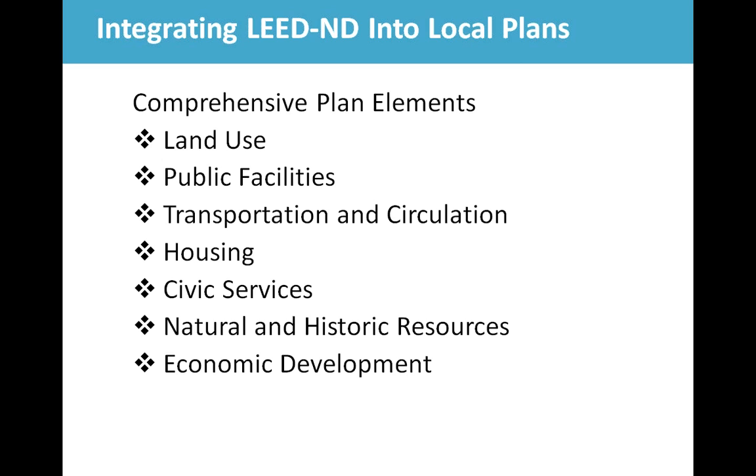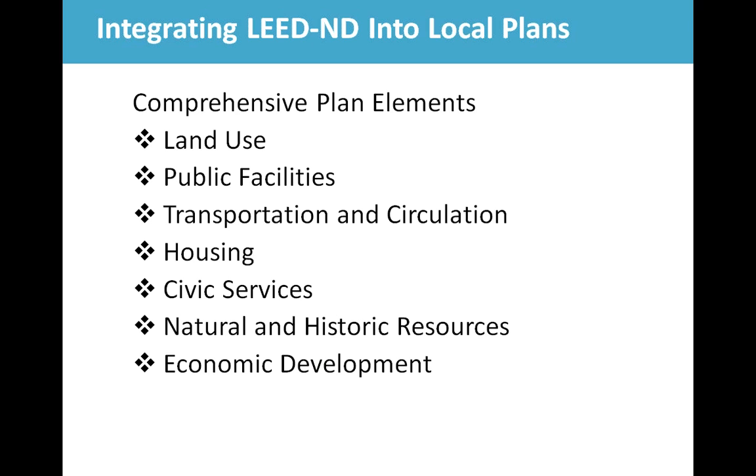This section is organized by a typical local comprehensive plan, which generally includes elements for land use, public facilities, transportation and circulation, housing, civic services, natural and historic resources, and economic development, among others. The manual shows municipalities how to provide a planning foundation for regulatory initiatives that support sustainable development by using LEED ND criteria to incorporate corresponding planning principles into appropriate comprehensive plan elements or other plans such as special area plans, which are also known as small area plans, master plans, or specific plans.